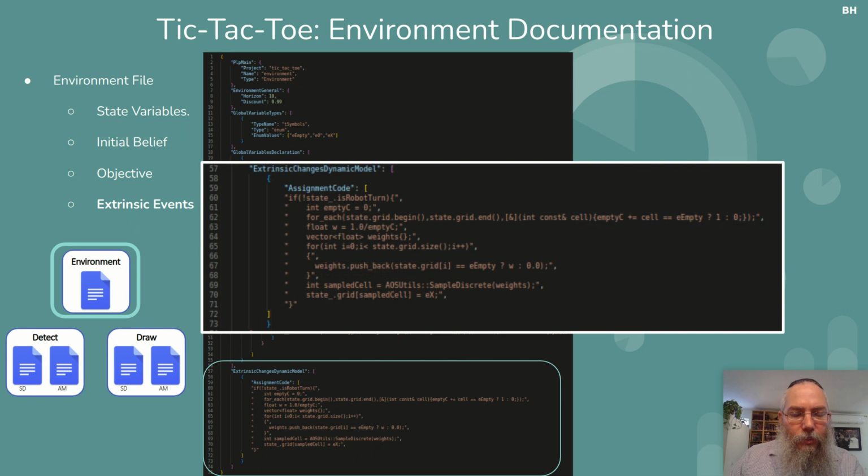And also, we describe the extrinsic changes. What are the extrinsic changes? If it's not the robot's turn, then the human marks one of the empty cells by its strategy.